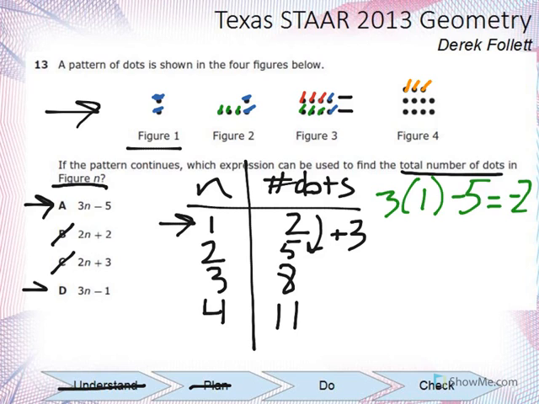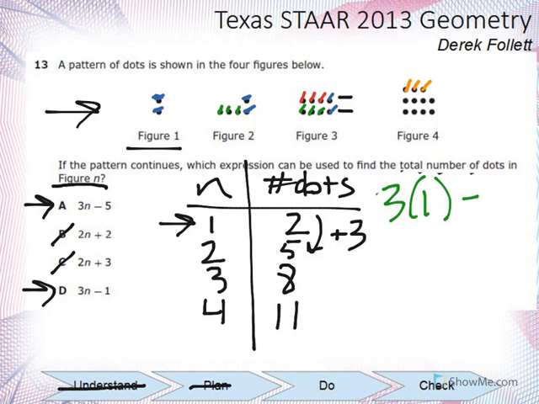Okay, so let's try choice D instead. So choice D is 3n minus 1. So use green again. Plug in 1 for n. So 3 times 1 is 3. 3 minus 1 is 2. So it works for the first figure.